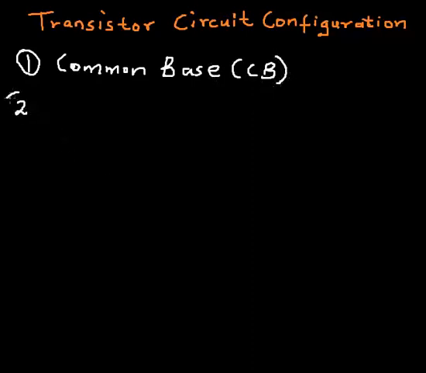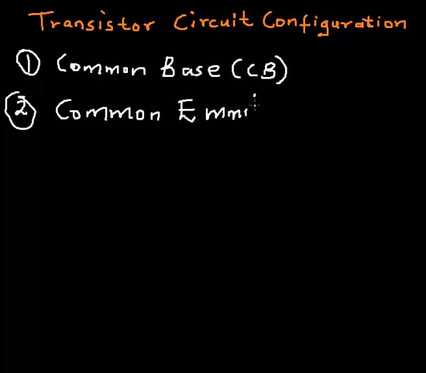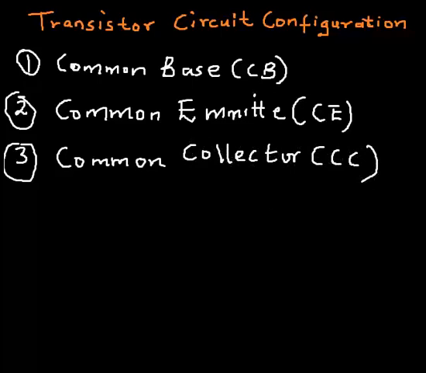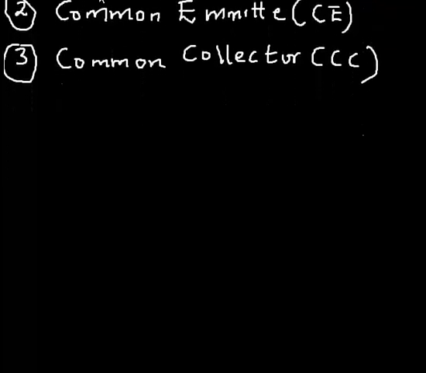Number two, we have the common emitter configuration. Common emitter means the emitter is common to the input and output. That's abbreviated as CE. Then number three, we have the common collector configuration, and that is CC. Now let's start with the very first, which is the common base configuration.